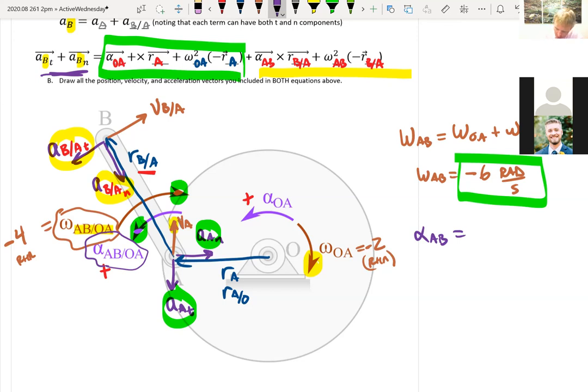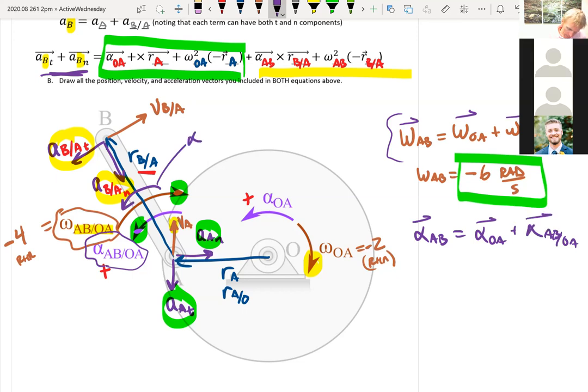So these ones you can actually get away with a scalar formulation as long as you pick up the sign from the right-hand rule. But like I said, these are technically all vectors, so I should write them as such. So this is going to be the alpha of OA plus my alpha of AB relative to OA. And so this is going to be a large positive, and so positive could be drawn.